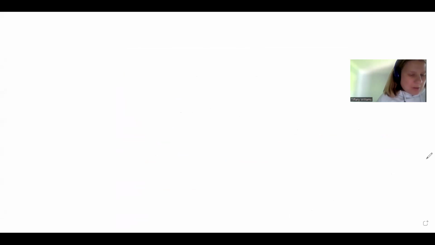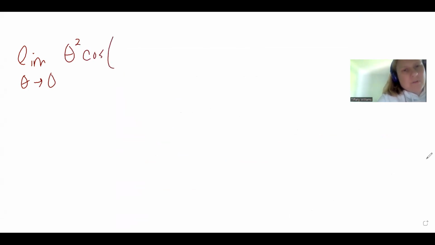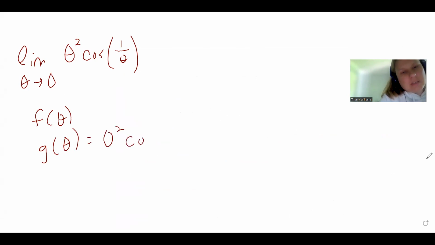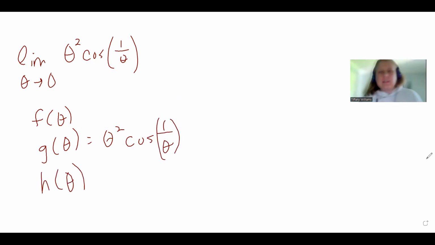So I'm going to go ahead and label. Our original statement was the limit as theta approaches 0 of theta squared cosine of 1 over theta. So I need to find something for f of theta. I know what g of theta is. G of theta is going to be theta squared cosine of 1 over theta. And then h of theta, that's something else. And like I said, guys, I'm going to base it on this little piece right here.